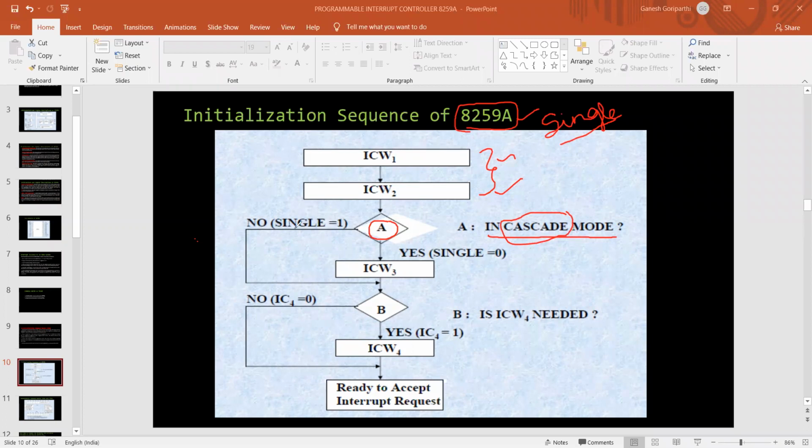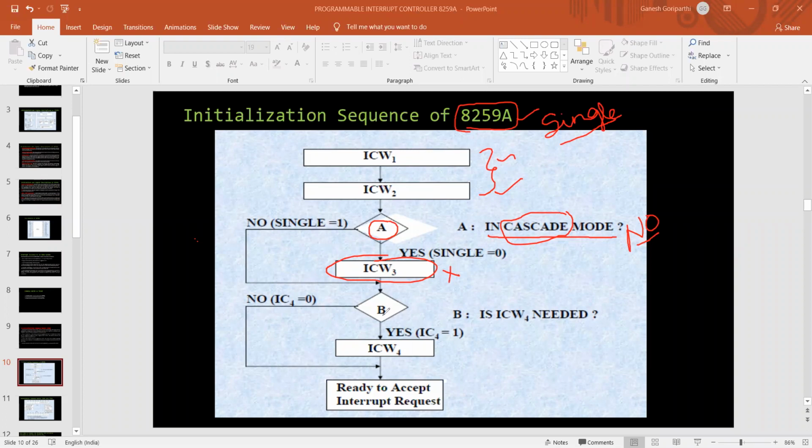If it is single, if it is single, yes, okay. If it is single means what? No. In cascade mode means what? In cascade mode, question mark, no. The answer is no. If it is no, then you don't require this initialization command word 3, ICW3.